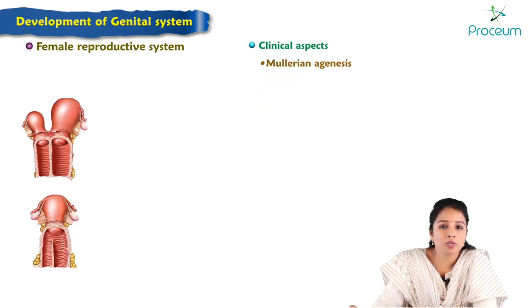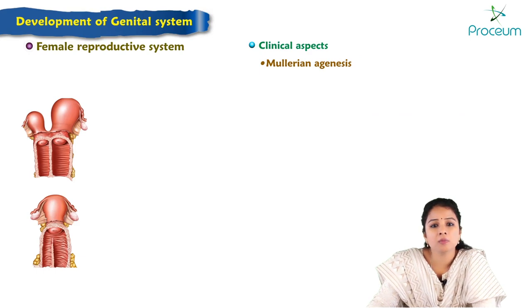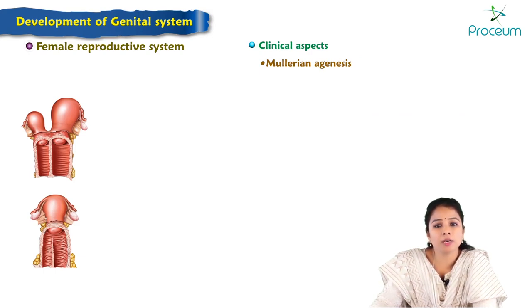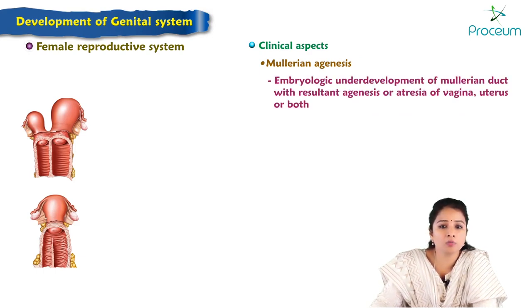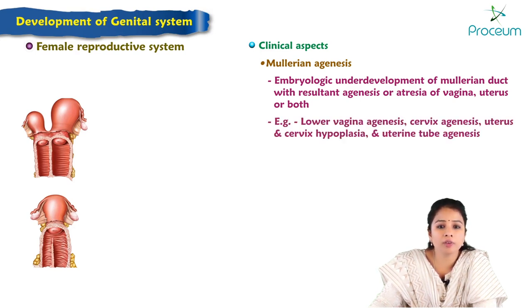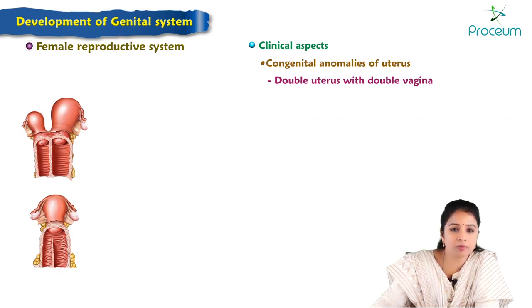Next, regarding Mullerian agenesis, it is caused by the embryonic underdevelopment of the Mullerian duct with resultant agenesis or atresia of the vagina, uterus, or both. So lower vagina agenesis, cervix agenesis, uterus agenesis, and also cervix hypoplasia and uterine tube agenesis are seen in Mullerian agenesis.